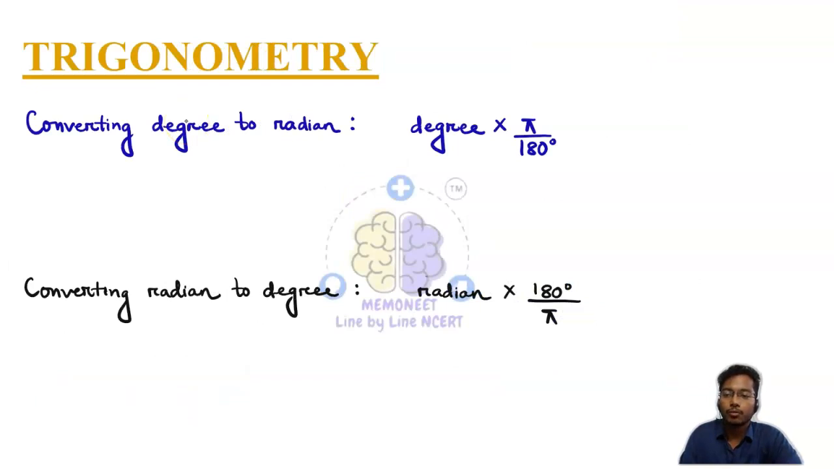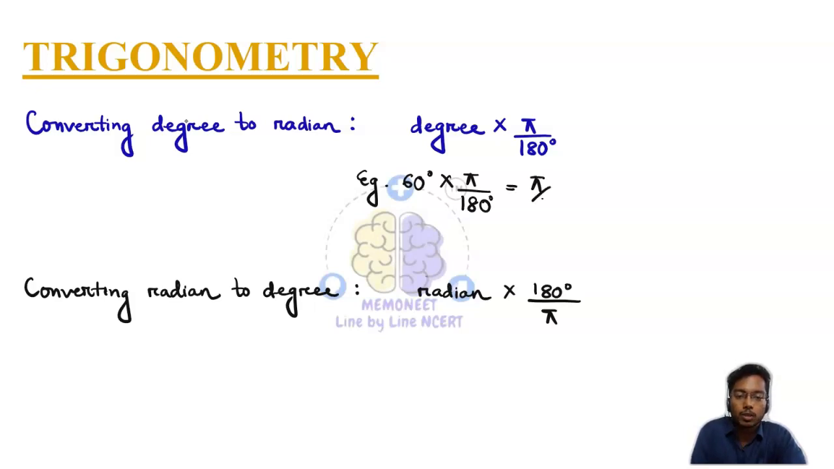First, when we want to convert degree into radian, we have to multiply degree by pi upon 180. Let's say, for example, we have 60 degree and we have to convert it into radian. So this is multiplied with pi upon 180 degree, that is equals to pi upon 3 radian.